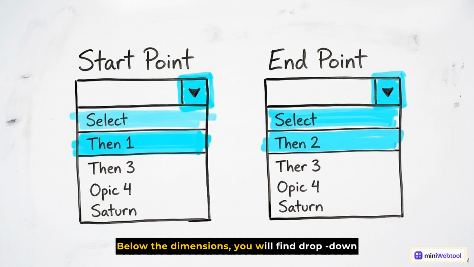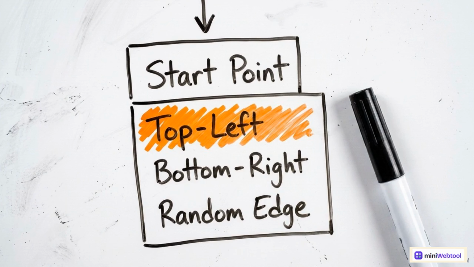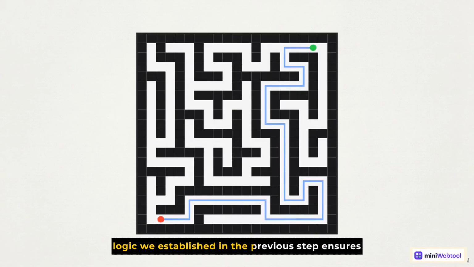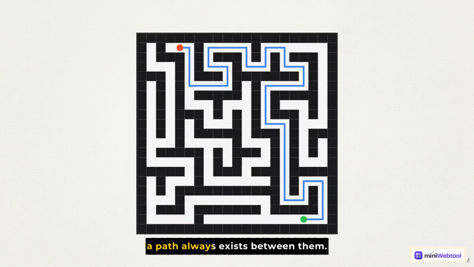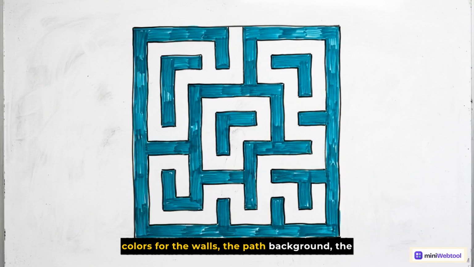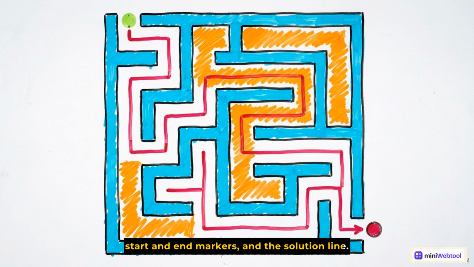Below the dimensions, you will find drop-down menus for the start point and end point. These allow you to anchor the entry and exit to specific corners or place them randomly along the edges. Regardless of where you place these markers, the logic we established in the previous step ensures a path always exists between them. You can also customize the appearance by selecting colors for the walls, the path background, the start and end markers, and the solution line.